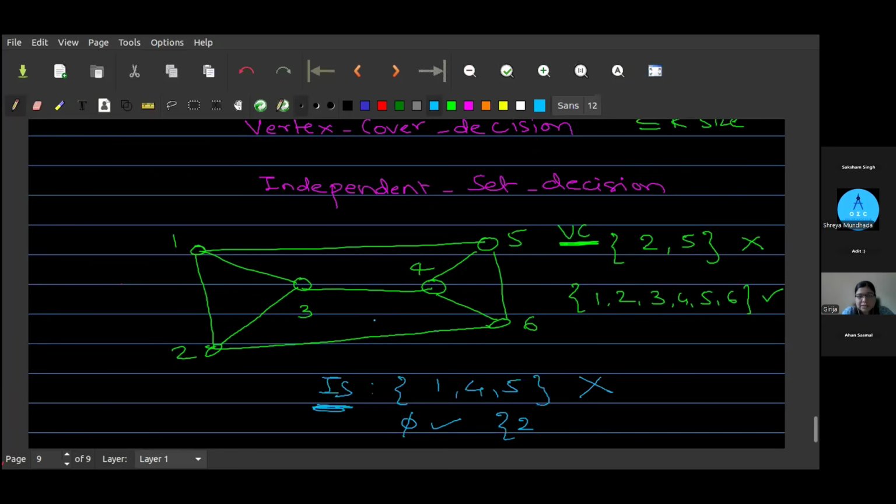Do we have a size 3 independent set? Let's see. That's not possible, it seems. So everybody agrees that this single vertex becomes an independent set, right? Because there are no pairs at all to consider. Again, the empty set and single vertices are trivial cases of independent set.